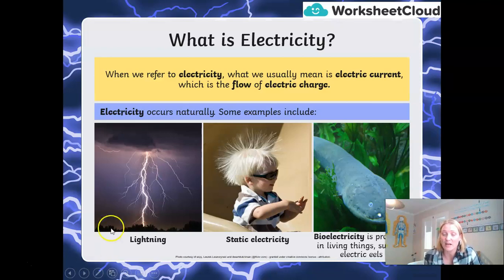So here's some examples of some naturally occurring electrical charges. Lightning, I love this picture.